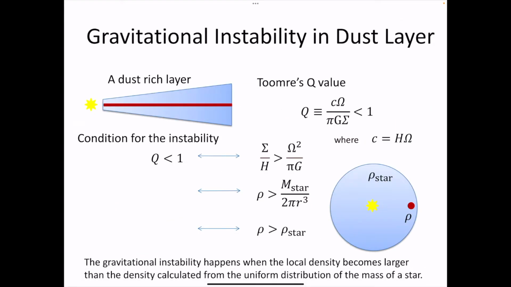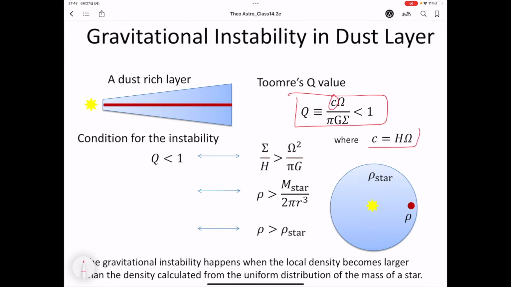Then, gravitational instability in the dust layers. We explained that dust particles fall to the midplane, forming dust-rich layers near the midplane. Then we would like to examine the stability of such dust-rich layers. The condition for instability is that the Q value has to be less than 1. You can substitute c as H omega. Then sigma over H is larger than omega squared over pi G.